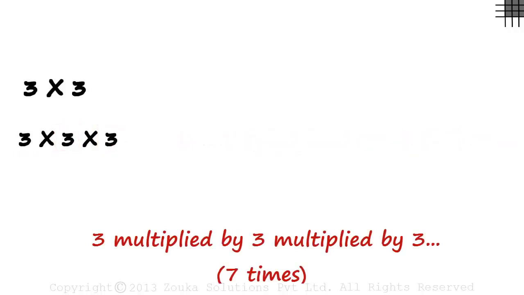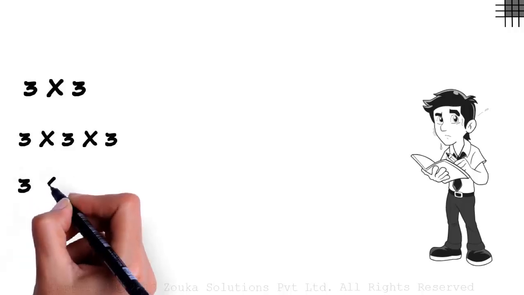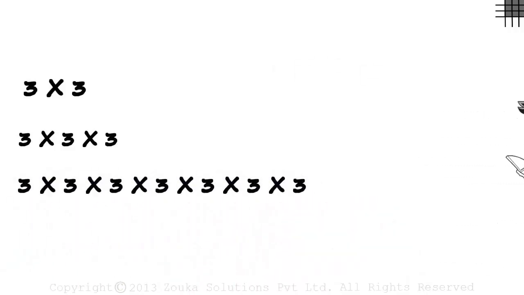Now you've been asked to write down 3 multiplied by 3, multiplied by 3, and so on 7 times. So now you're kind of bored, but you don't have a choice. So you write 3 times 3 times 3 times 3, and so on 7 times. Yes, I know what you're thinking.